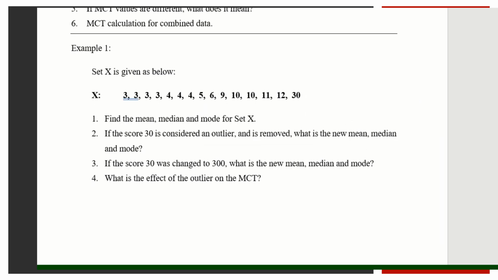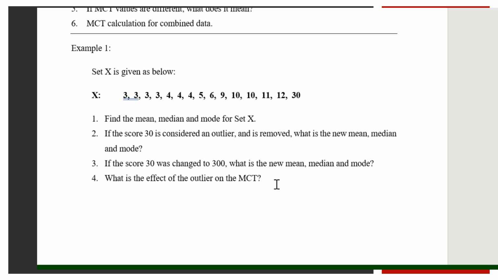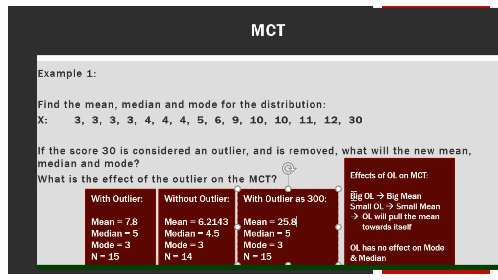Now this last question always comes out: what is the effect of outlier on MCT? MCT is mean, mode, median, so you must talk about all three. Big outlier, big mean. You can use arrows, I have no problem. This is the standard answer. Big outlier, big mean. Small outlier, small mean. Meaning when your outlier is big, your mean will be big. When your outlier is small, your mean will also be small.